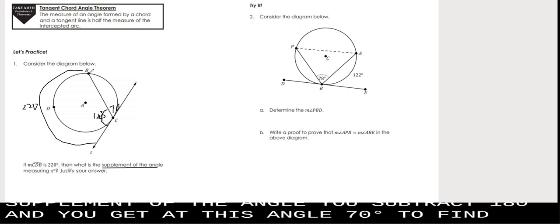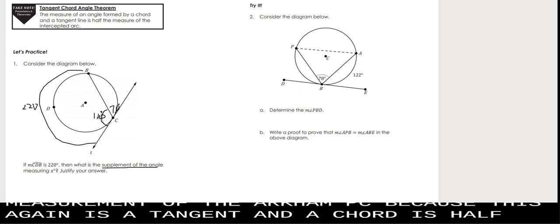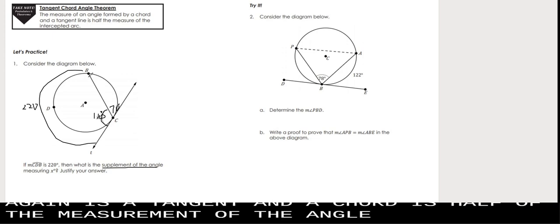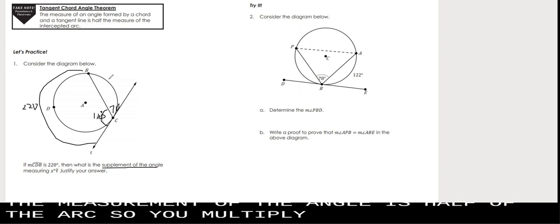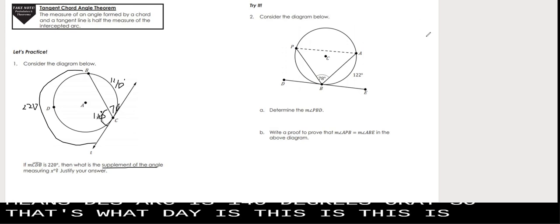To find the measurement of arc BC, because this again is a tangent and a chord, the angle is half of the arc, so you multiply 70 times 2, and that means this arc is 140 degrees. Okay, so that's what this is showing you here.